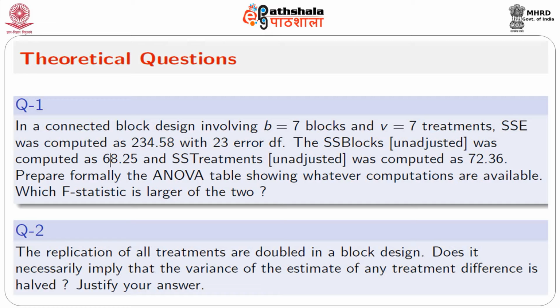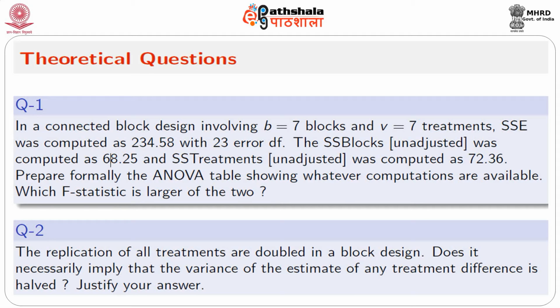We should start with a small example to see what its implication is on the estimates of the variances of the treatment differences. Does it really get halved because of double replication? That's a tricky question. So you have to take up an example and see what it means in terms of whether the variance is really halved or not. Good question, a conceptual question.